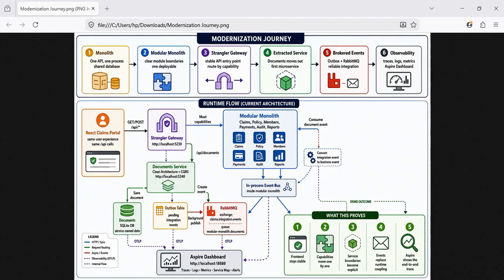The modules here are claims, policies, members, payments, documents, audit, notifications, and reporting. By the way, this is a healthcare case study. This is my capstone project which I am giving to you guys. The domain we are tackling here is a real business case from healthcare, and that journey I have taken to completely modernize it in a structured pattern, and that is what I am talking about.